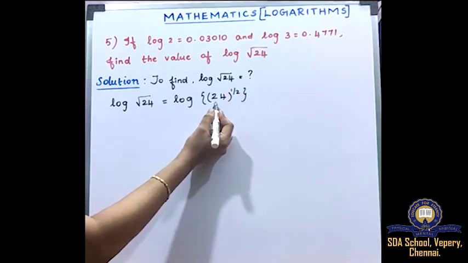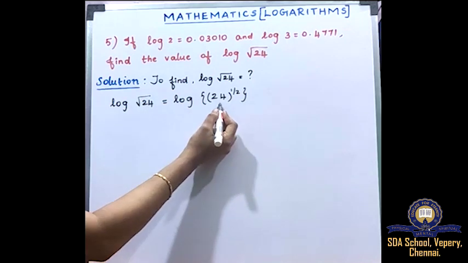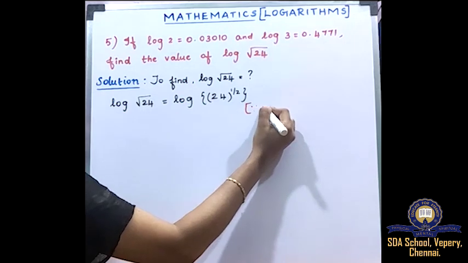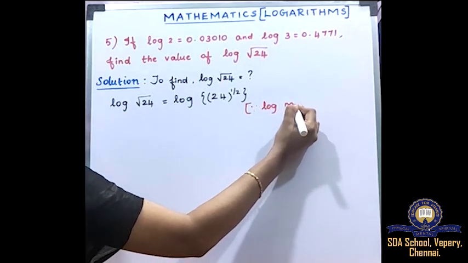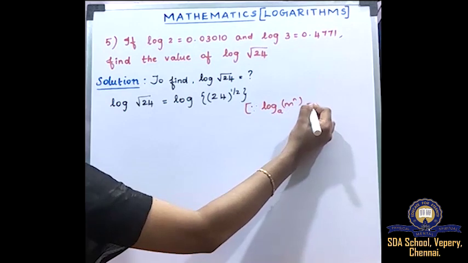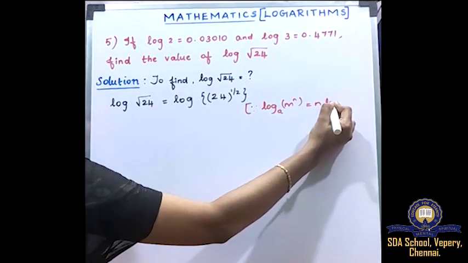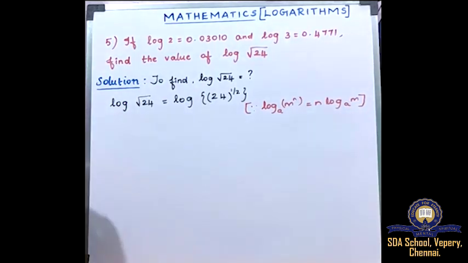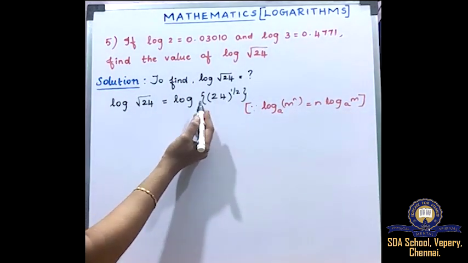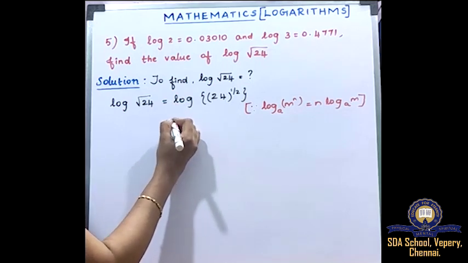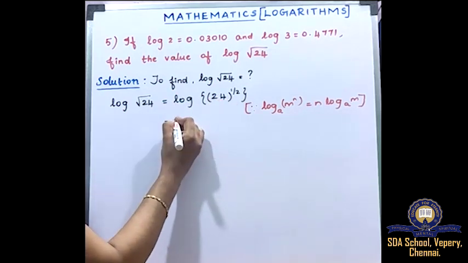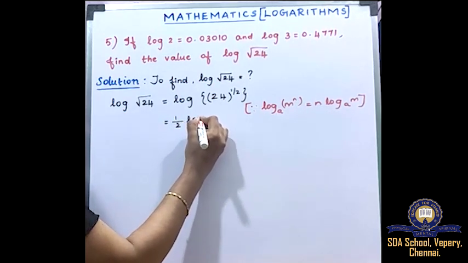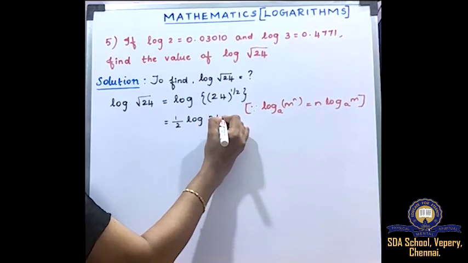Now, if you observe this, this is in the form of log m power n, right? So, as the law states, log m power n to the base a equals n log m to the base a. So, you are going to apply this law here. So, when you apply this law, what will you get? n log m. So, your n value is 1 by 2. 1 by 2 log m. Log m value is 24.